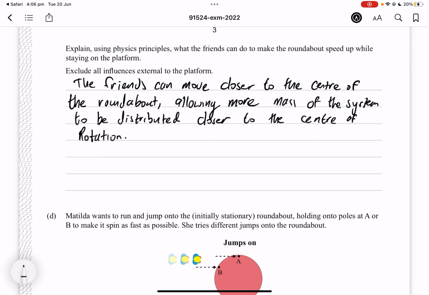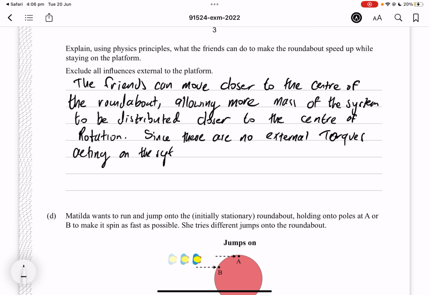Now we talk about how the angular momentum is conserved, since there are no external torques acting on the system, the angular momentum is conserved.